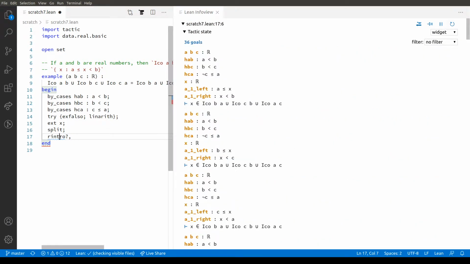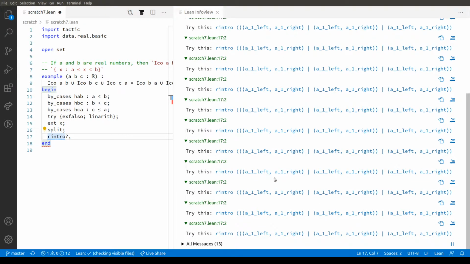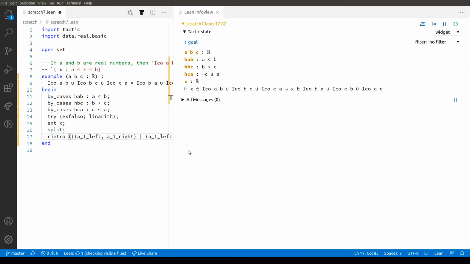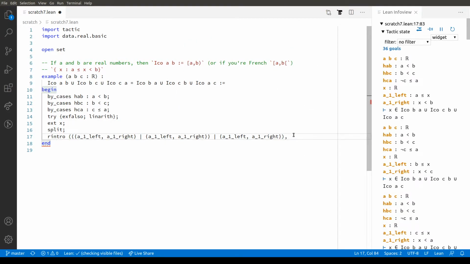Rintro always suggests the same thing. So why don't we do this? This would be a cool next move. And now we've got 36 goals, but there's lots and lots of inequalities. We've got to prove that A is less than... we know that A is less than or equal to x, and x is less than B, and we've got to prove something. Now we know the complete order of A, B, and C, right?